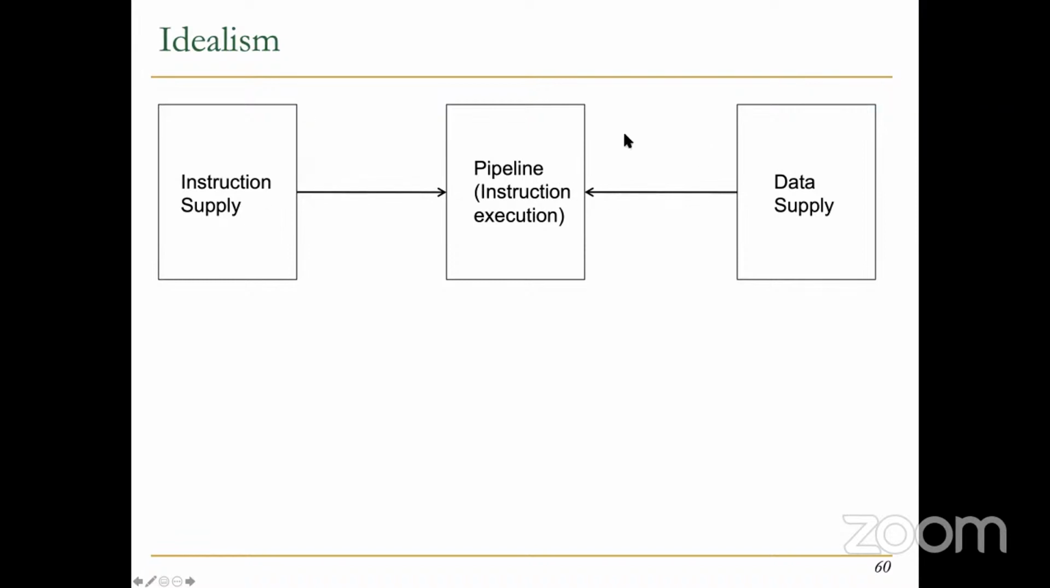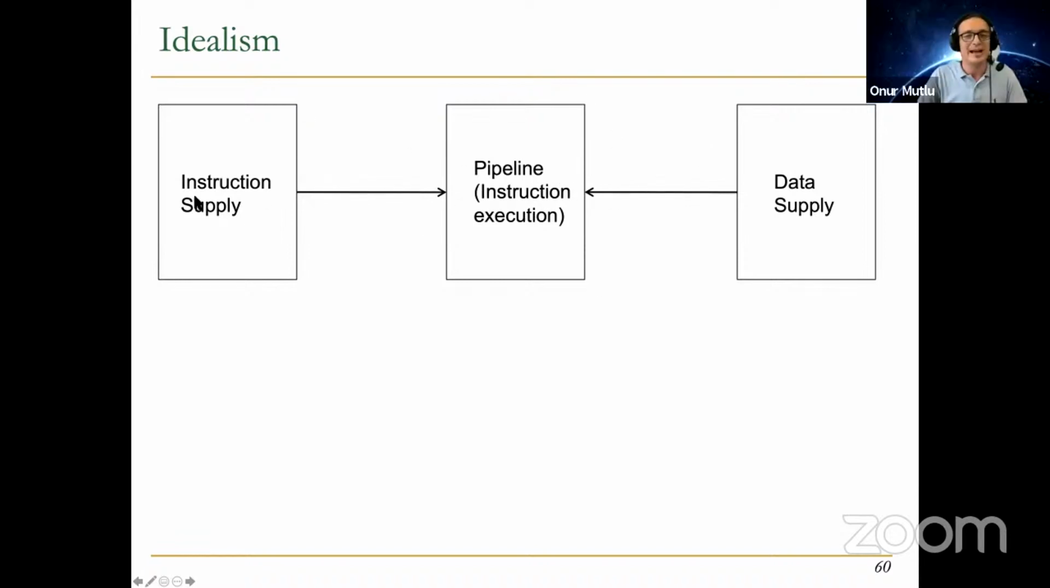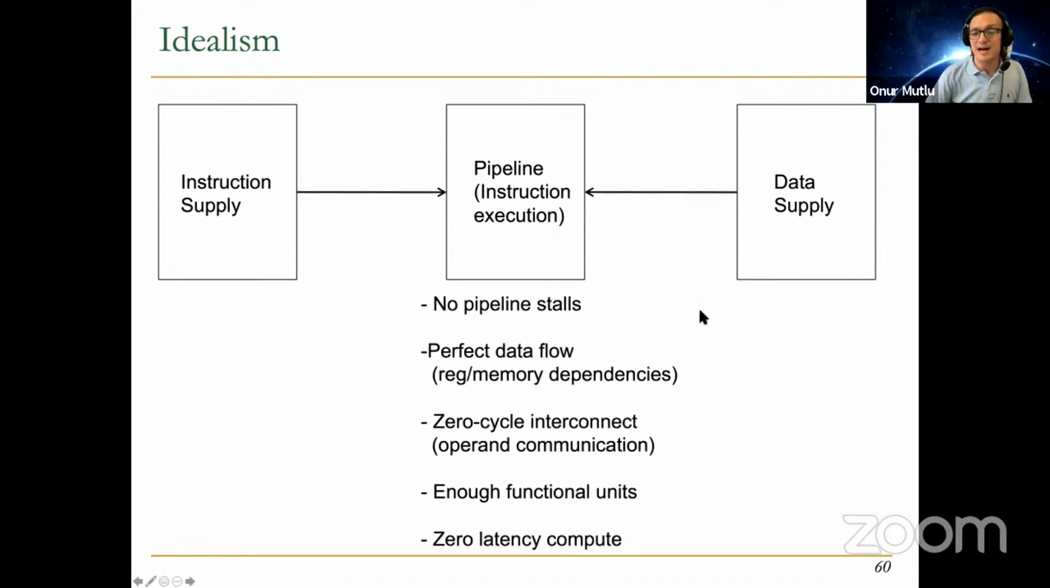Okay. But basically, we have this pipeline, and we have an instruction supply that supplies instructions, and we have a data supply that supplies data. And this is essentially all processing units need something like this. And we've covered a lot on the pipeline. We tried to minimize the pipeline stalls. We tried to maximize the data flow through out-of-order execution, for example. We didn't talk much about interconnect, but ideally you would like zero-cycle interconnect so that you can communicate the operands nicely. We want enough functional units so that you can exploit the parallelism.